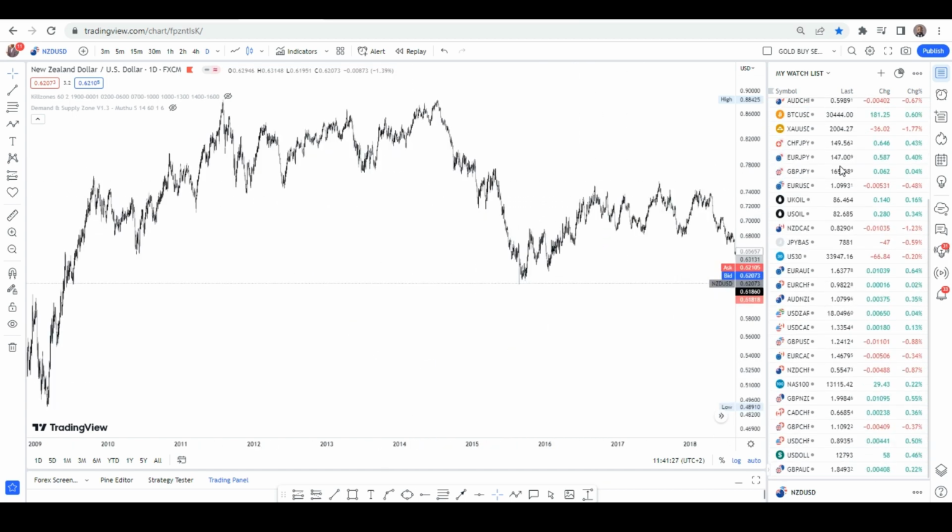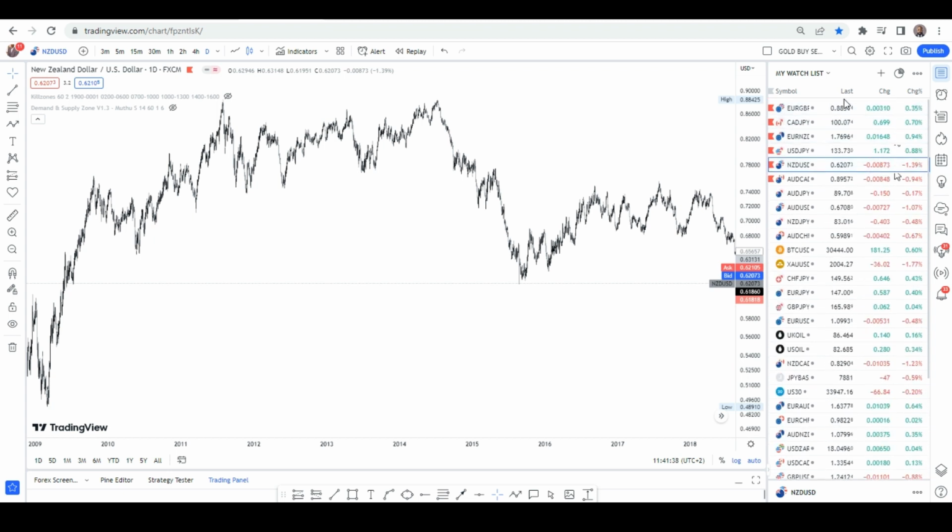So all these pairs you're seeing here are trades that we actually take. These are pairs that we trade once in a while, right? So how do I come up with these watch lists right here, which are indicated in red?